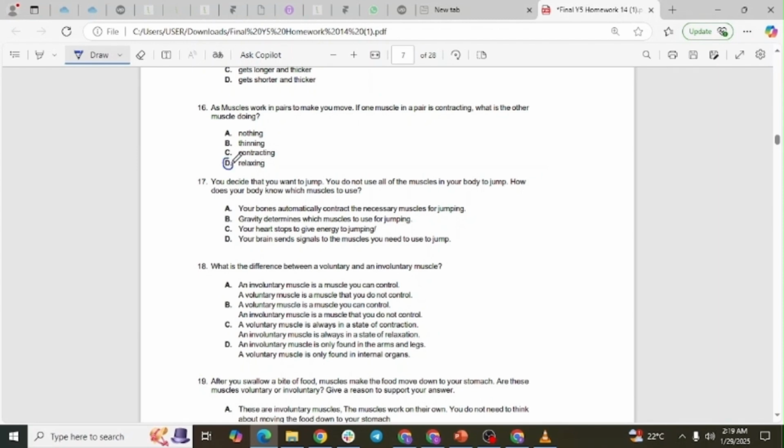Answer: D. Relaxing. Explanation: pairs of muscles take turns. When one contracts, the other relaxes, allowing joints to move smoothly in opposite directions.